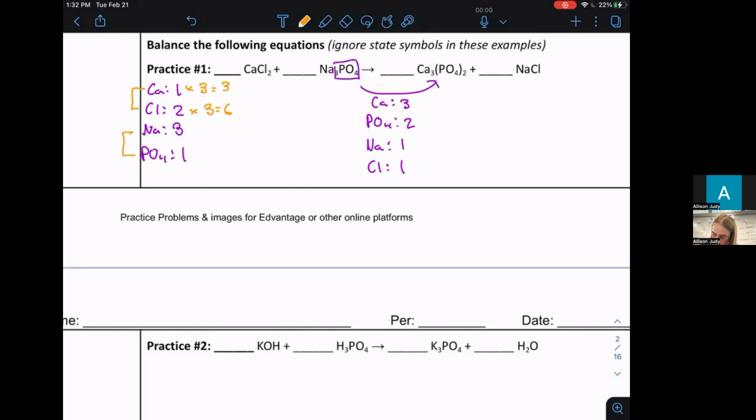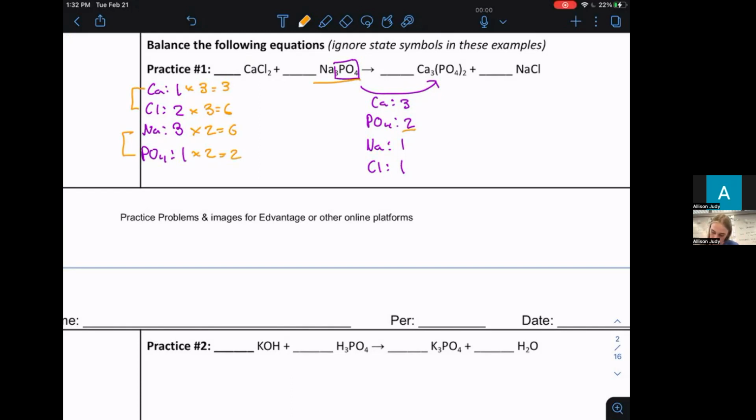The other reactant that we don't have enough of is phosphate. So multiply the phosphate by 2 to get the 2 phosphates over there. We're also going to have to multiply the sodiums by 2 because they are in a compound. 6 sodium, 2 phosphate. So now we have enough of all of our reactants, but we do have too many chlorine and sodium.